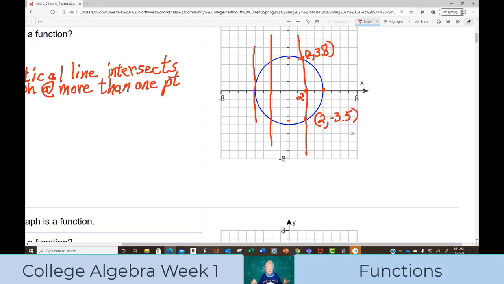Now tell me, where is 2 going? Is it going to 3.8 or is it going to negative 3.5? Where can I find it quickly? That's why this is not a function, because there's confusion about what is happening, where 2 is being mapped. Is it going to New York City or to California?